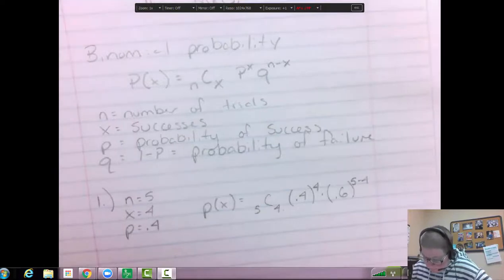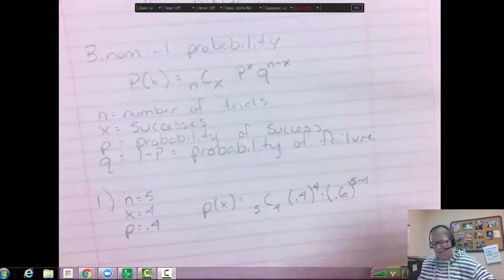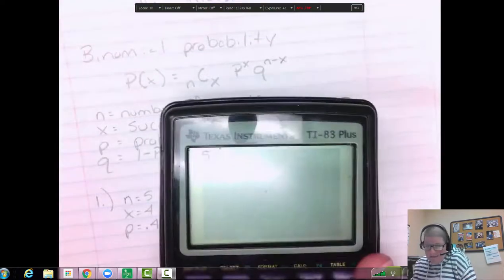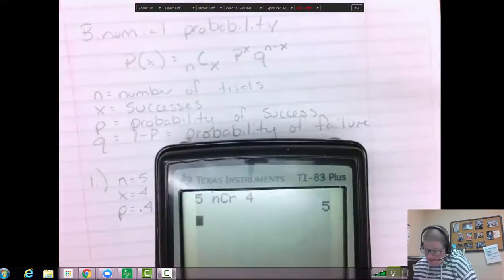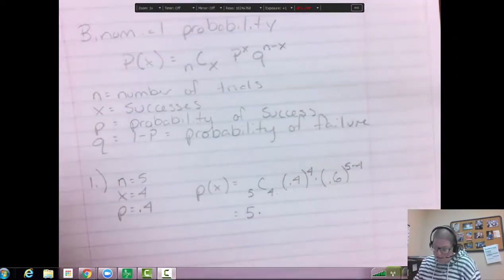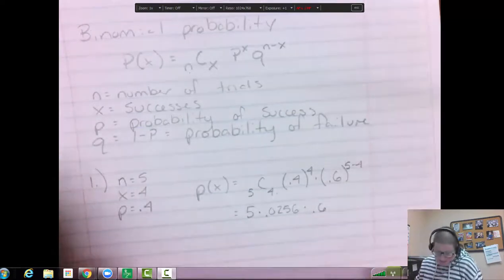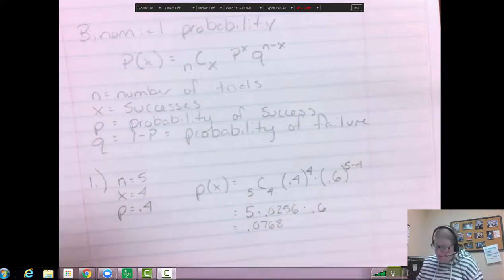So what we're going to do now is use the calculator for the choose, the combination. On my calculator you hit 5 first, and then hit the math key, go over to probability, and go down to the choose, and then I have to tell it r, which was 4, and the answer is 5. So I now know this is 5, and then I can calculate what 0.4 to the 4th power is. It's 0.0256, and then 0.6 to the 1 power is 0.6, and then I times those all together with the 5, and I get the probability of x to be 0.0768.